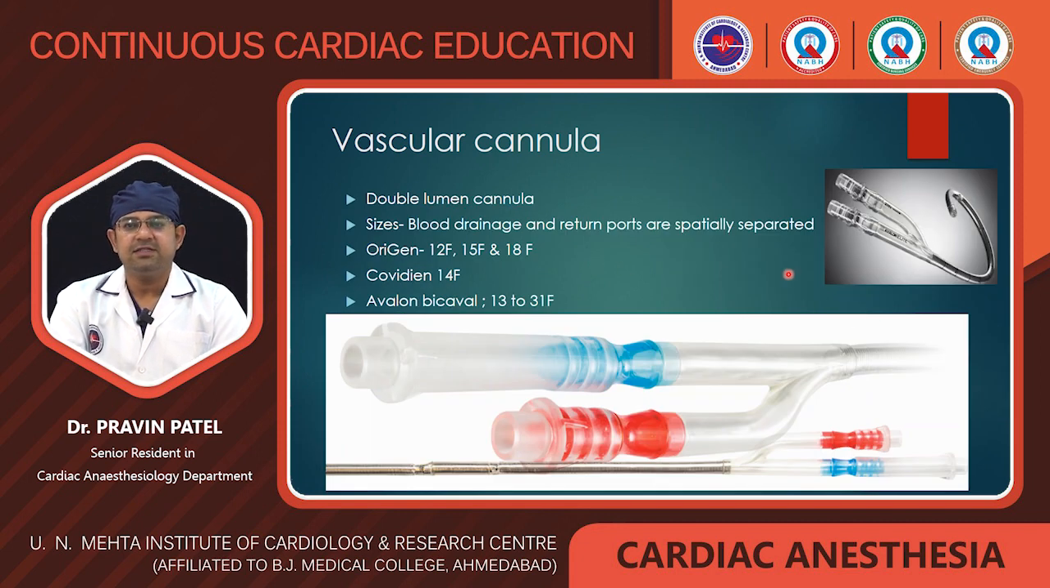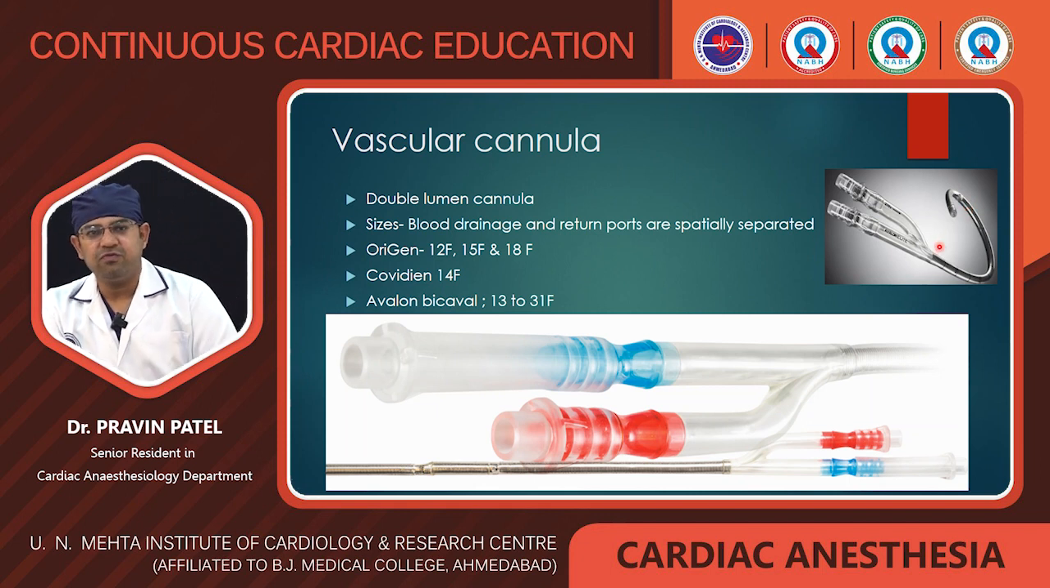Now this is again the double lumen cannula. Again, the blood drainage and return ports are specially separated. The one here on the top is the drainage, and the one after some distance is the return cannula. Again, it is very important to place the dual lumen cannula so that its drainage and return ports are adequately placed for an adequate result.